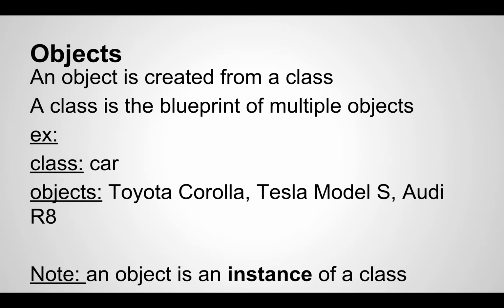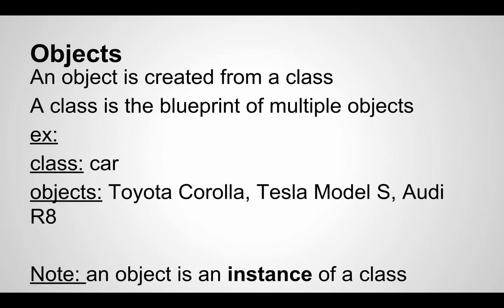Now objects. What's an object? An object is created from a class. So once you have this class, you can create objects. And when we say we create an object, we say we spawn an object or we instantiate an object. And this object is an instance of a class. If you think about it, the class is the blueprint of multiple objects.